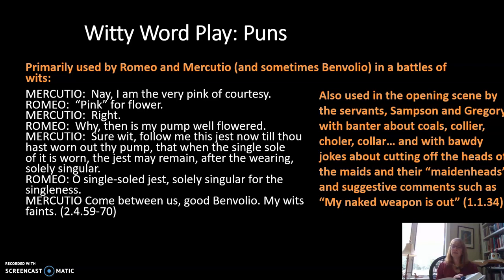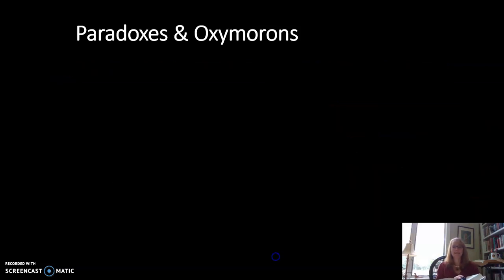But interestingly, other characters who are not upper class sometimes pun as well. So for example, in the opening scene, it may be a little clunkier than the example with Romeo and Mercutio, but Samson and Gregory banter about coals and words that sound much like carrying coals, collier, collar. And also they make bawdy jokes this way, talking about cutting off the heads of the maids or their maidenheads, their virginity, and suggestive comments come out like, my naked weapon is out. And these are all reliant on puns or words that have double meanings.